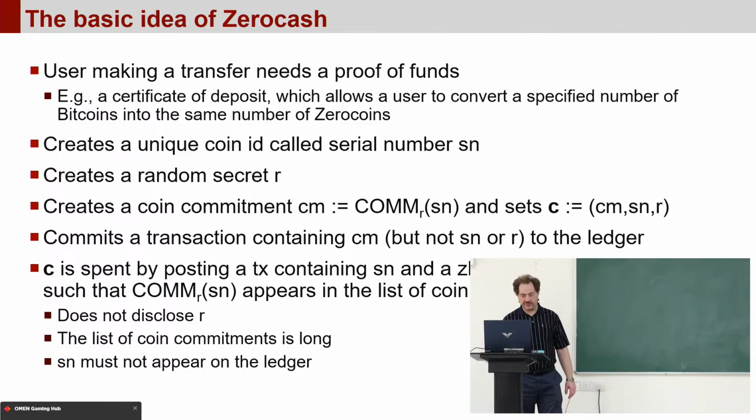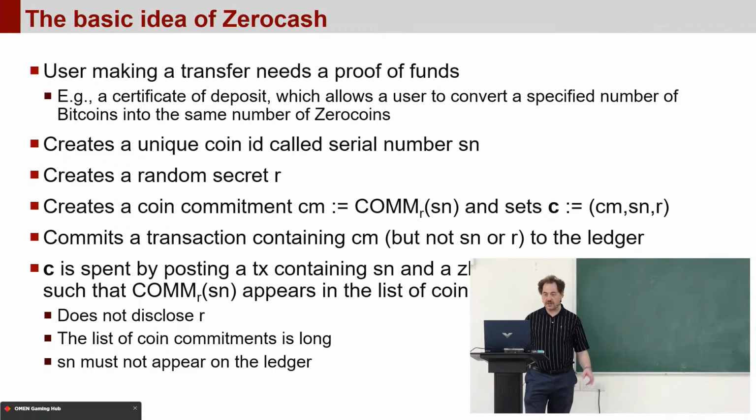In order to make a transfer, a user of zero coin creates a unique coin ID called serial number, SN. Next, the user creates a random secret, and then it creates what's called a coin commitment. Coin commitment is a one-way computation, which takes into account the random secret and the serial number of the coin, which again is supposed to be unique.